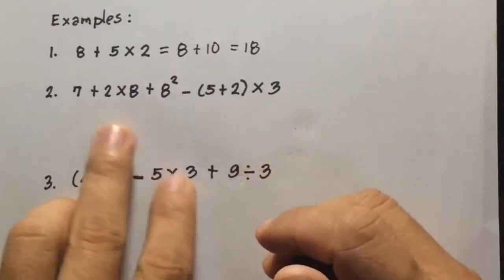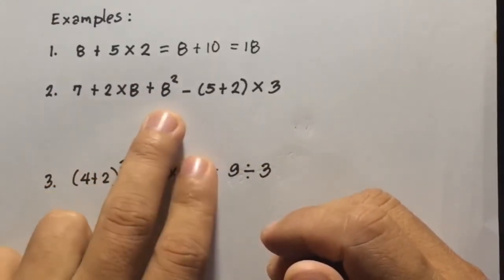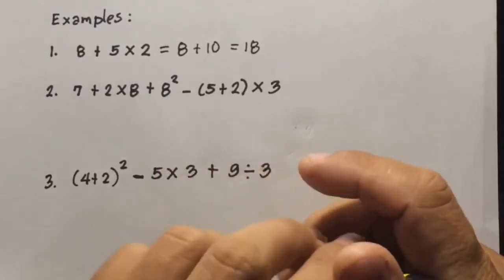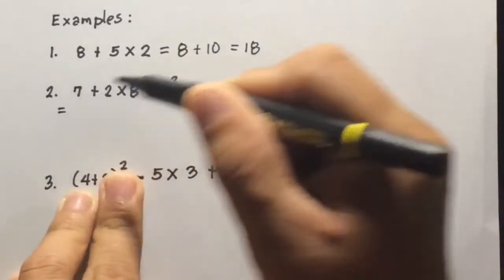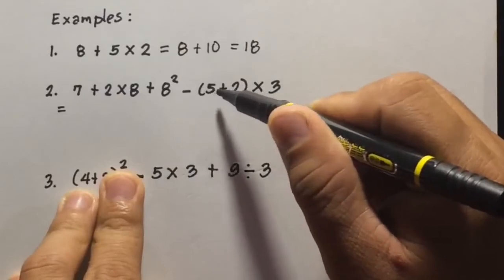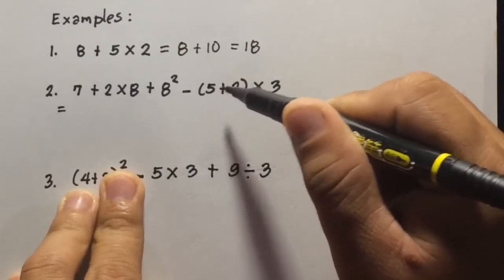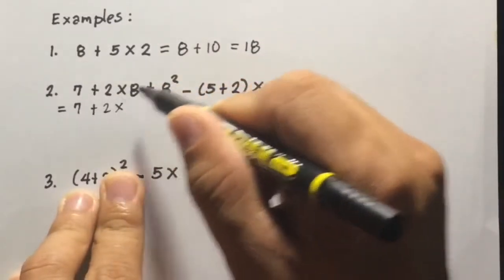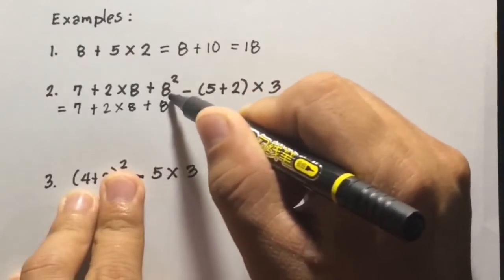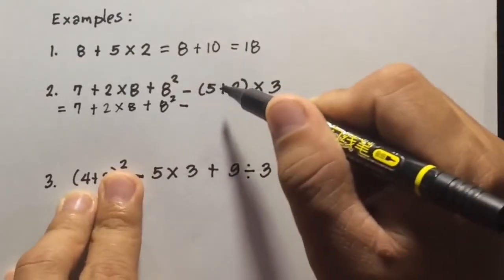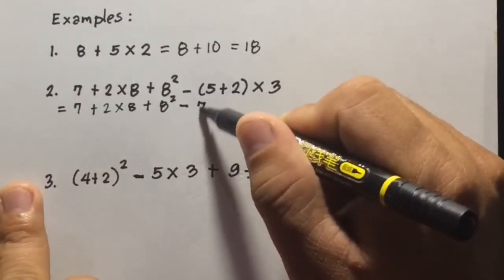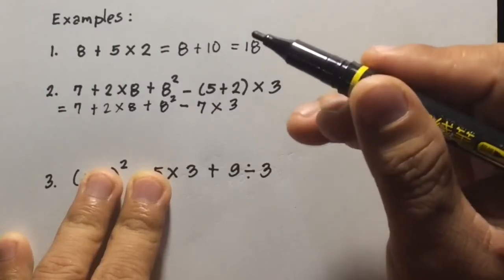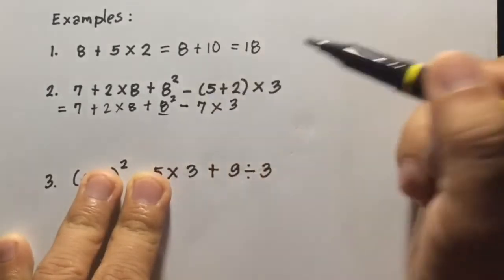Then number 2, 7 plus 2 times 8 plus 8 squared minus the quantity 5 plus 2 times 3. So applying PEMDAS, we're going to have first the parentheses. So we're going to operate this one first. So this one is 5 plus 2, that will be 7. So just copy first 7 plus 2 times 8 plus 8 squared minus 5 plus 2 is 7, then times 3.